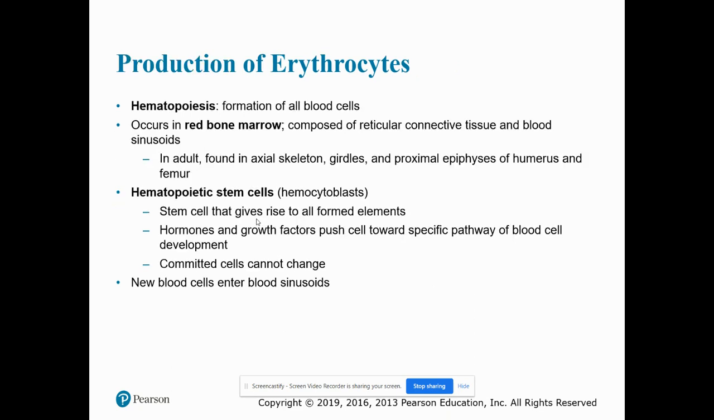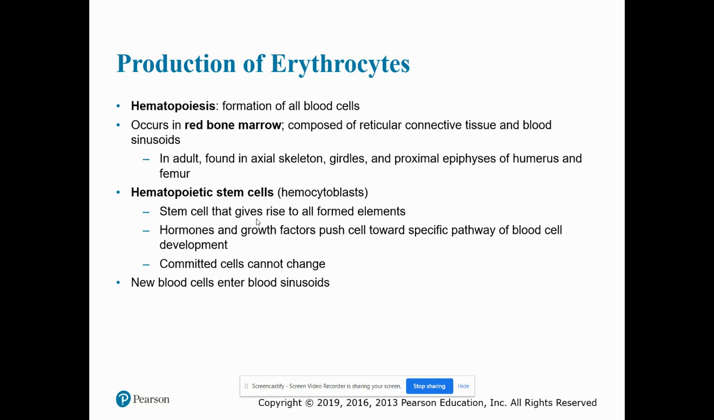And then we start talking about how erythrocytes are produced. So first, we introduced the term hematopoiesis, and this is one that you probably came across in AMP1. And hematopoiesis is the formation of all blood cells. And this is going to occur in red bone marrow. This is composed of reticular connective tissue and blood sinusoids.